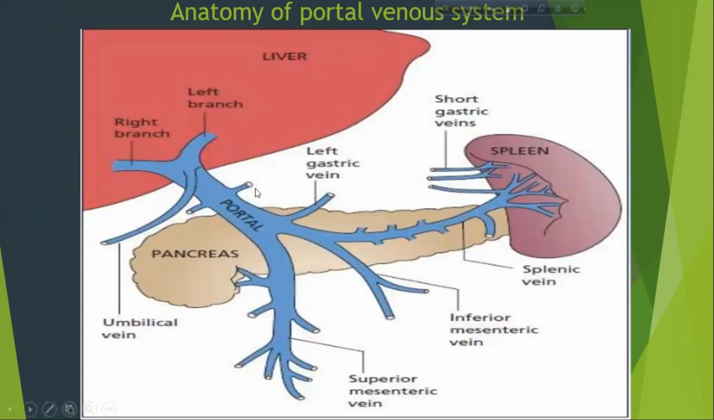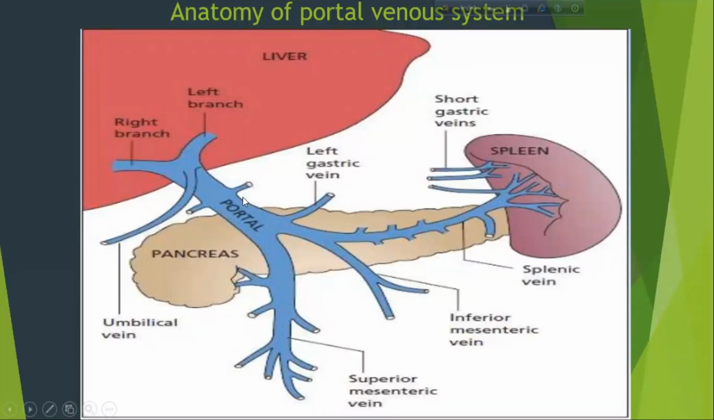This is the portal vein, and this is formed by the splenic vein and superior mesenteric vein, by the union of the splenic vein and superior mesenteric vein behind the posterior surface of the head of the pancreas. And this is the right and left branch of the portal vein.